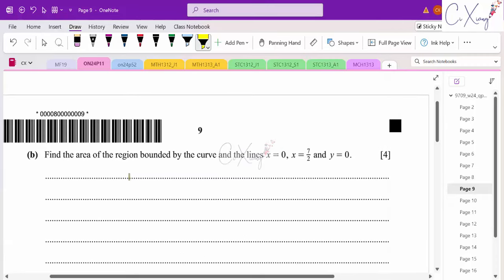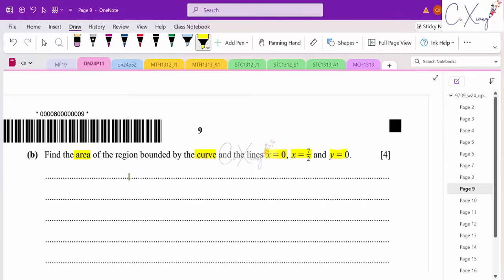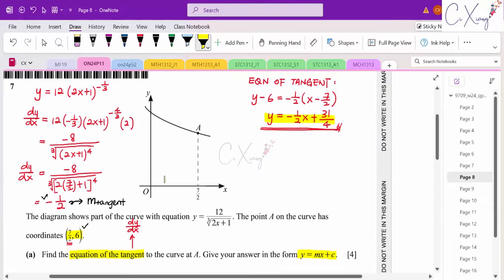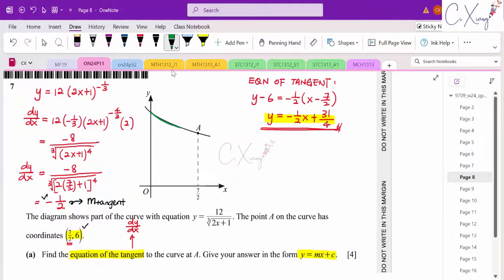Okay, so for part B, they want us to find the area of the region bounded by the curve, the lines x equals 0, x equals 7 over 2, and also y equals 0. Let's have a look at the diagram again. Bounded by the line x equals 0 means the vertical line, the y-axis. x equals 7 over 2 means this line, also a vertical line, and y equals 0 means the horizontal line, which is the x-axis. So basically, they want us to find this particular area.